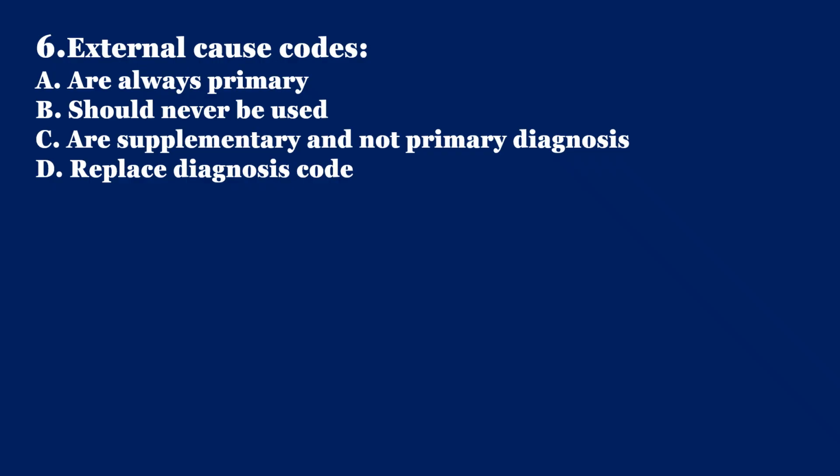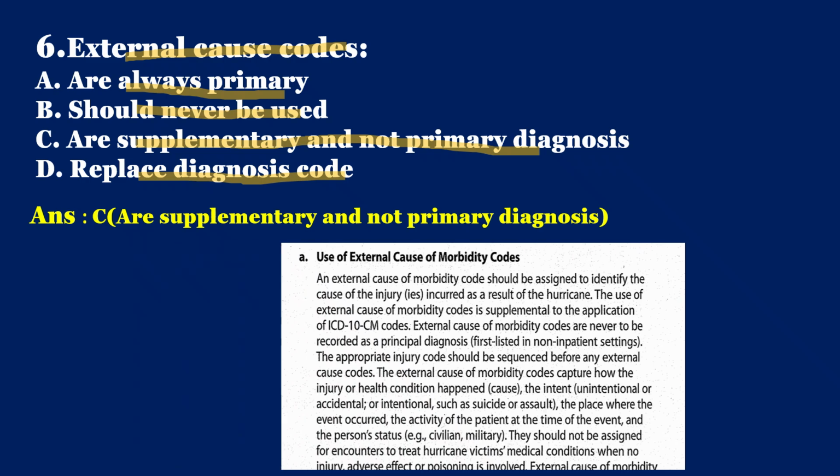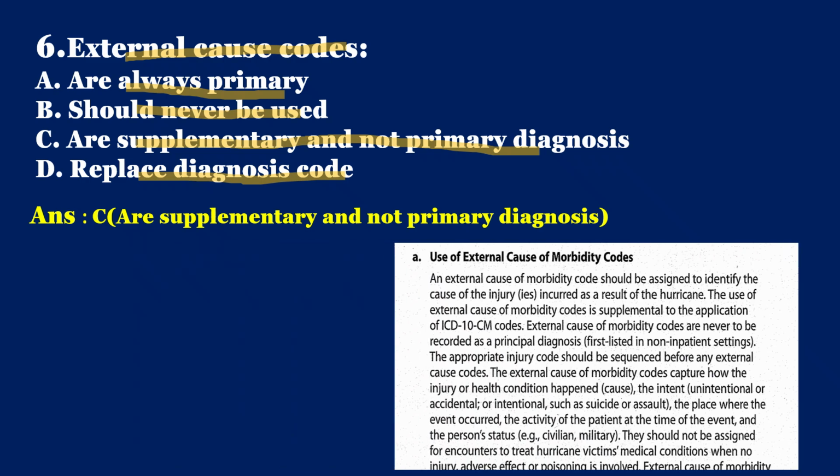Sixth question. External cause codes. Option A, are always primary. Option B, should never be used. Option C, are supplementary and not primary diagnosis. Option D, replace diagnosis code. The answer will be option C, that is are supplementary and not primary diagnosis.